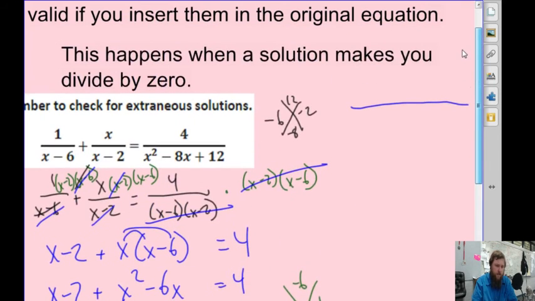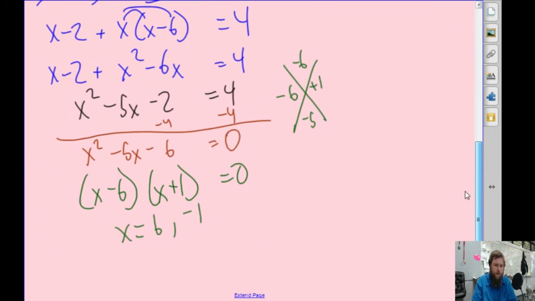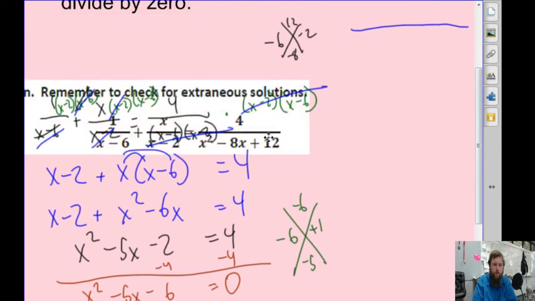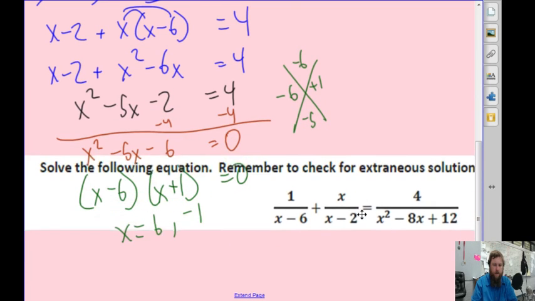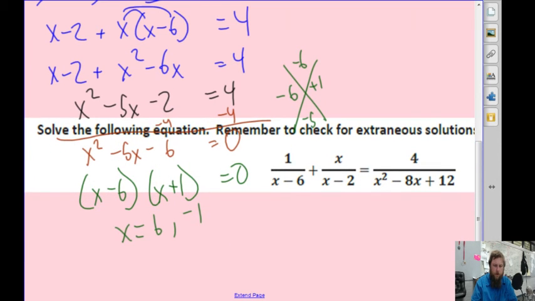However, we have to check and see if you plug those in. So I'm going to go back to my original equation. I'll drag it down here just so we can look. That'll make it easier. My problem is if I plug in x equals 6, you get 1 over 6 minus 6, which is 1 over 0. So it does not work. x equals 6 does not work.